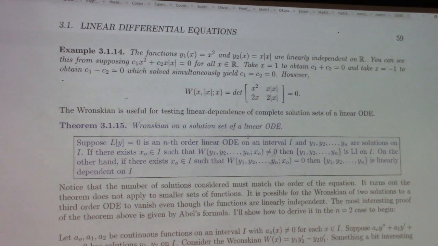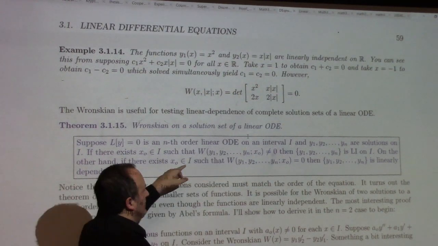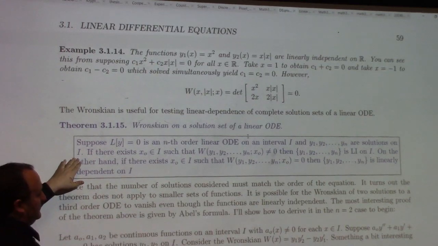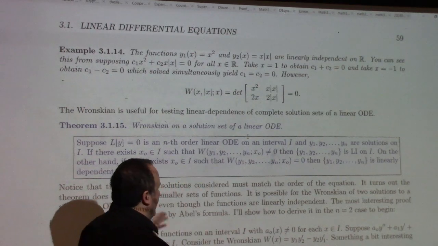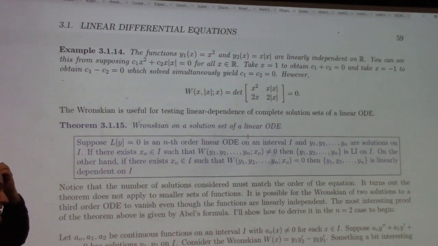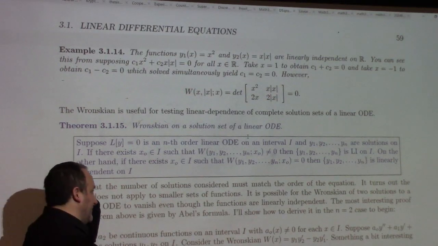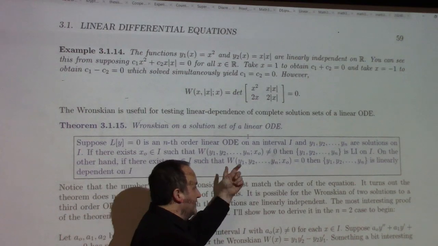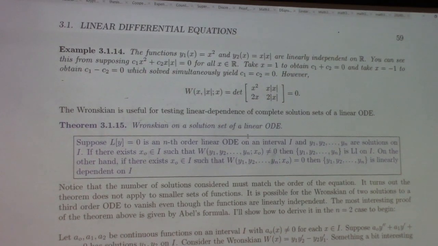Now here is a theorem that's non-trivial. Suppose the equation is an nth order linear ODE on interval I, and suppose you've got n solutions, y1 through yn. If there's a point such that the Wronskian is non-zero, then that solution set is in fact linearly independent on I. On the other hand, if there exists a point in your domain of definition I such that the Wronskian is equal to 0, then your set is linearly dependent on I. And it follows then that the Wronskian is identically 0 also.